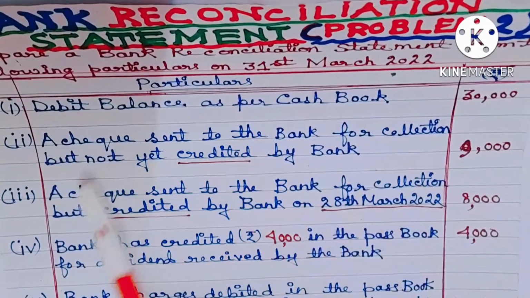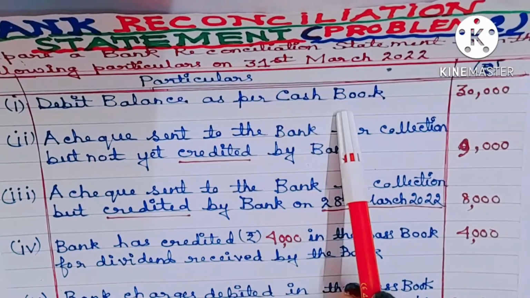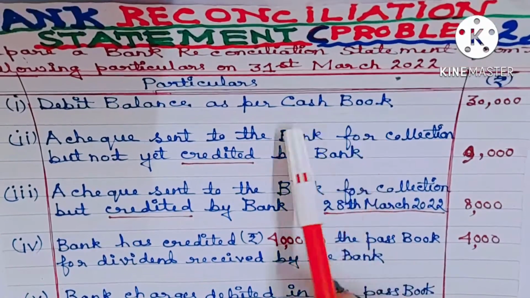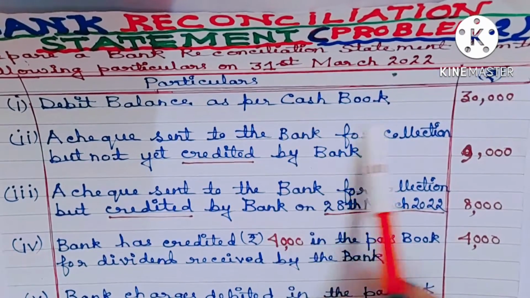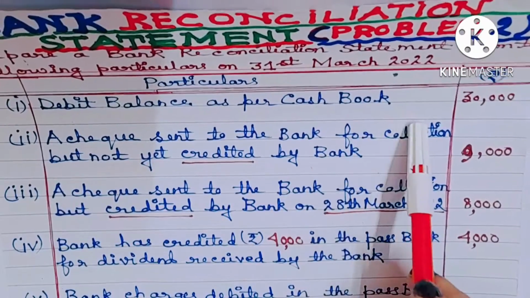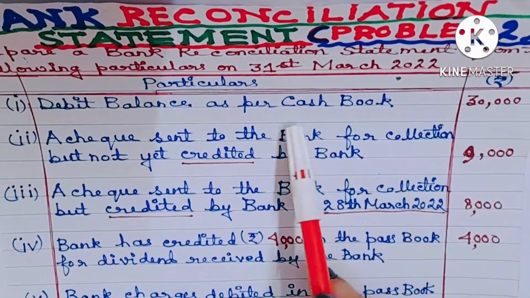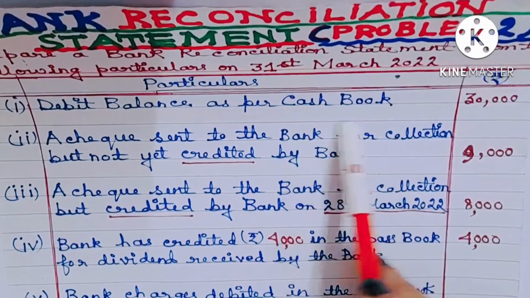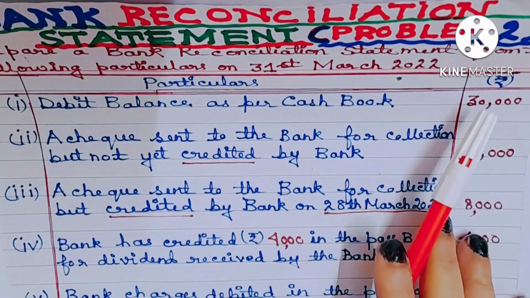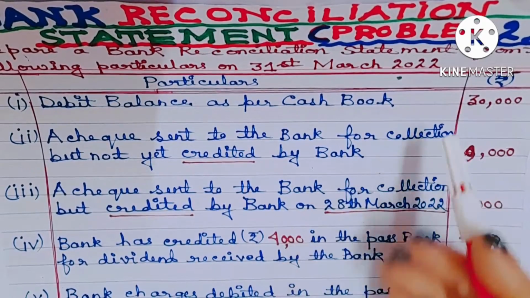See, the debit balance as per cash book of 30,000 has been given to us. So whatever changes we have to make, we have to make in the cash book. Our job is to make the cash book balance equal to the passbook. We cannot touch the passbook. Understood? So should we add or deduct?